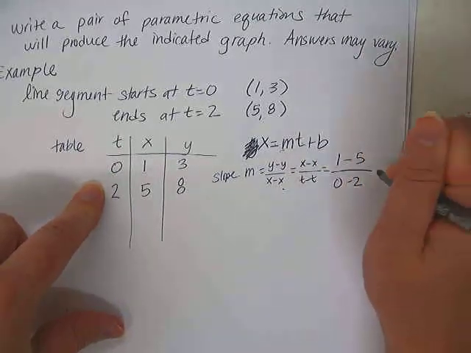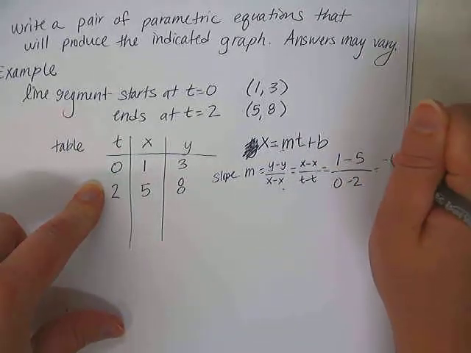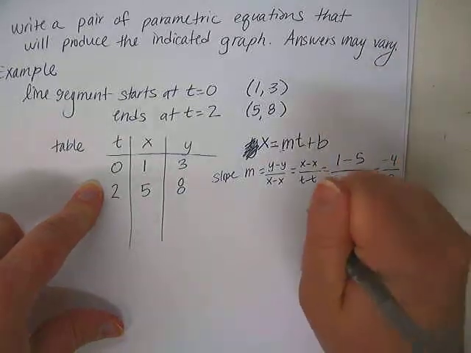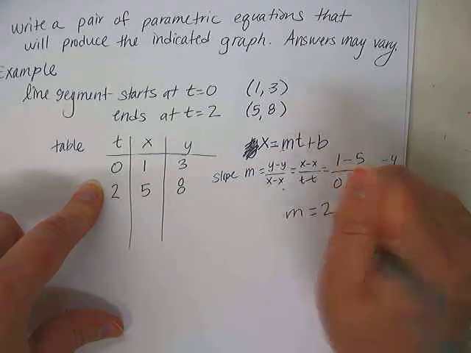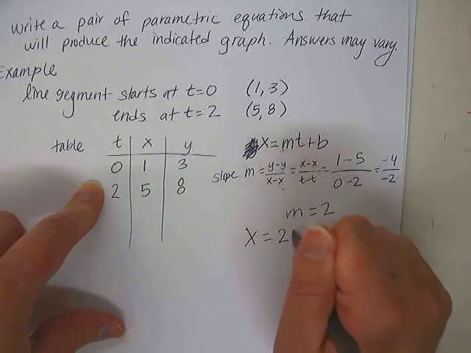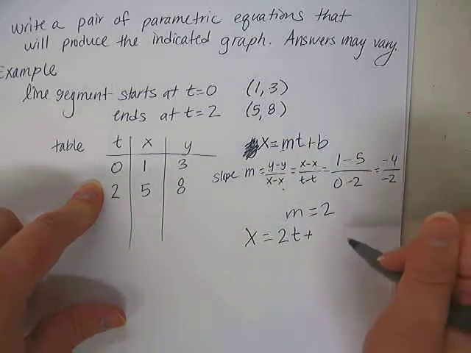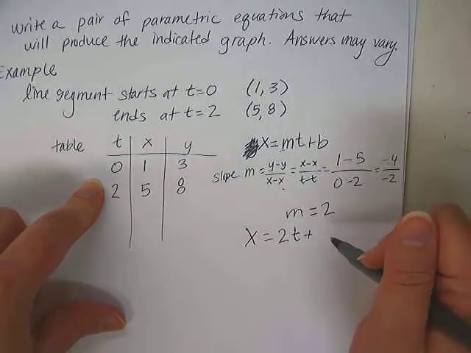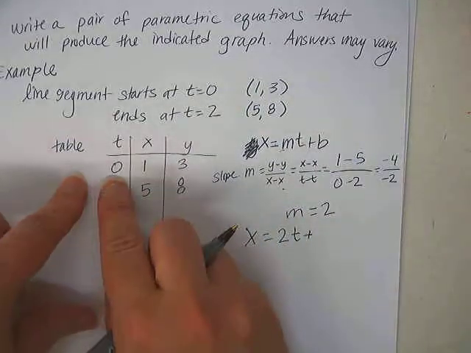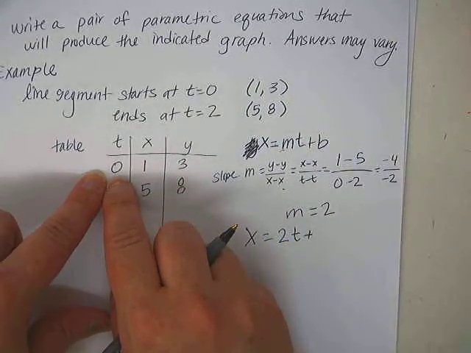So let's subtract our x's. So like 1 minus 5, and then subtract the t's, 0 minus 2. So 1 minus 5 is a negative 4, and 0 minus 2 is a negative 2. What's negative 4 divided by negative 2? 2. So that gives us x equals 2 times t plus the y-intercept, or starting point.